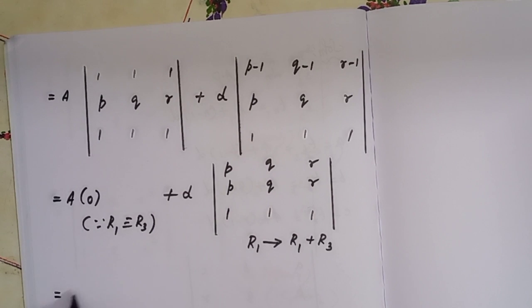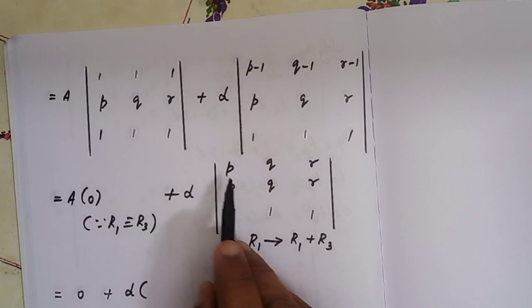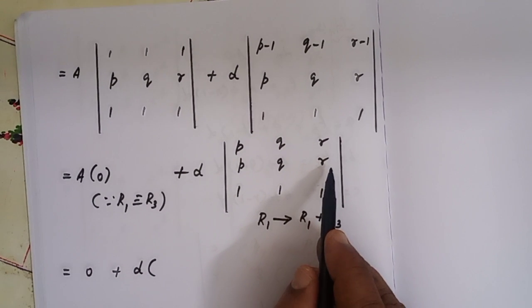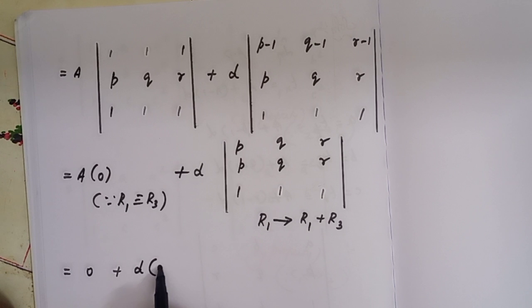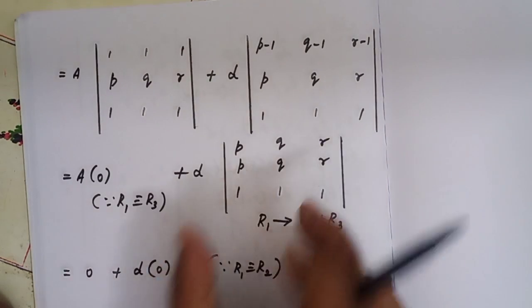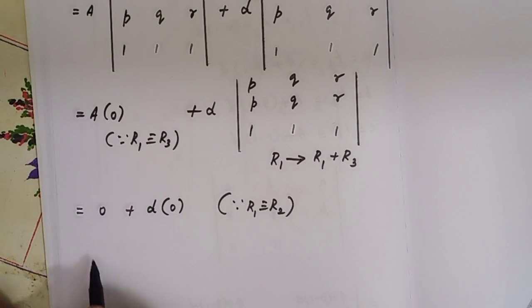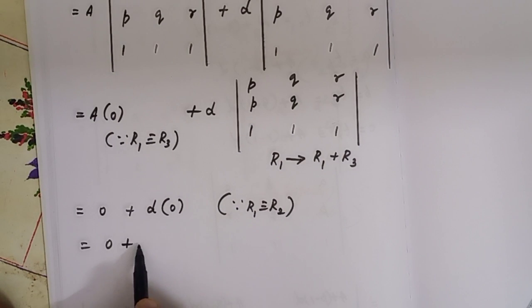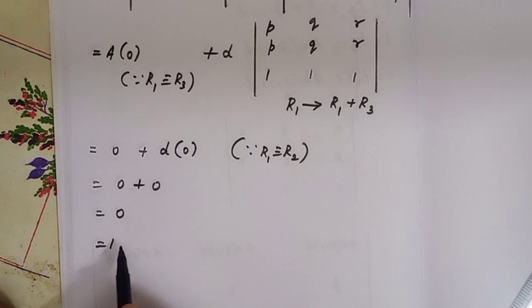That is equal to A into 0, that is 0, plus d into, look at the first row and second row, both are identical, so you can put 0. The reason: since R1 is identical to R2 in the second determinant, it is 0 plus d into 0, that is equal to 0. You are asked to find the value of the determinant, so the value is 0.